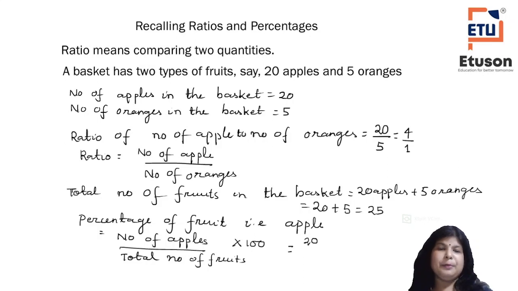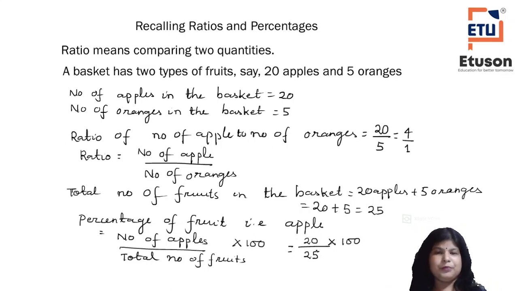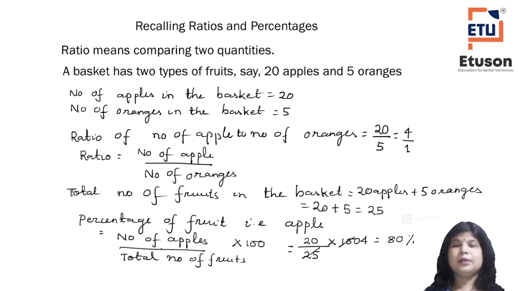So you have number of apples is 20, total number of fruits is 25, and because you want to find out the percentage, by the unitary method you have obtained that out of 25 fruits you have 20 as apples. So if there is one fruit, then 20 by 25 is the fraction of apples. So in case of 100, what is the percentage? How are you going to find out? You just multiply by 100 and you get 80 percent of the fruit is apple, right?